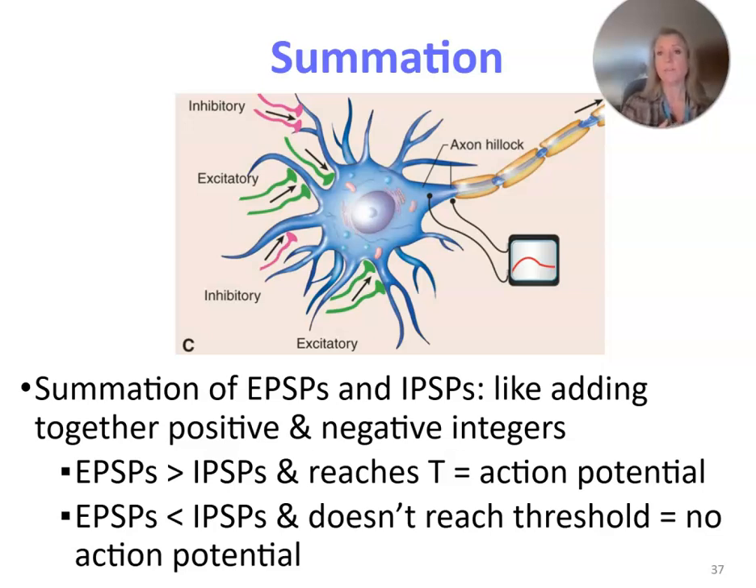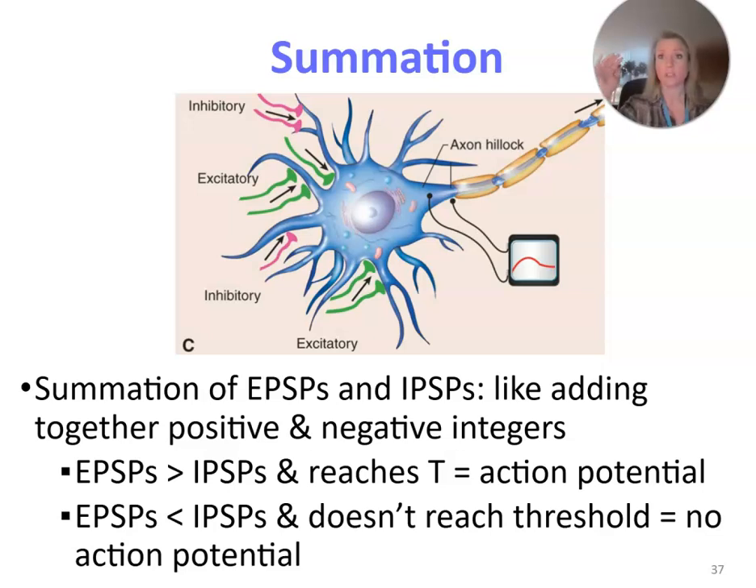And so if you have more EPSPs than IPSPs, or if the EPSPs have a greater change in the membrane potential than the IPSPs, and threshold is reached, then we're going to get an action potential. But if the opposite is true and the axon hillock doesn't reach threshold, then no action potential is generated. Remember, you can't get a little tiny action potential. Action potentials are all or nothing.